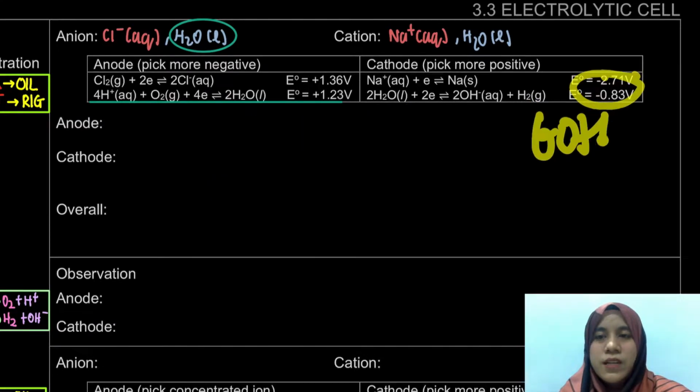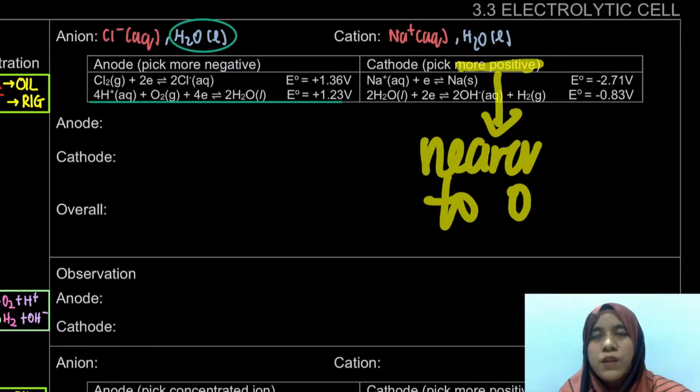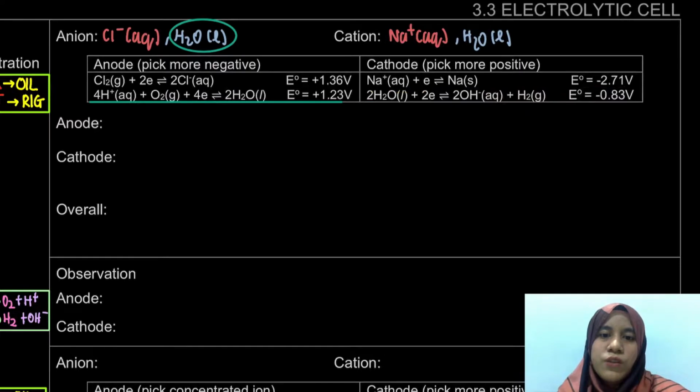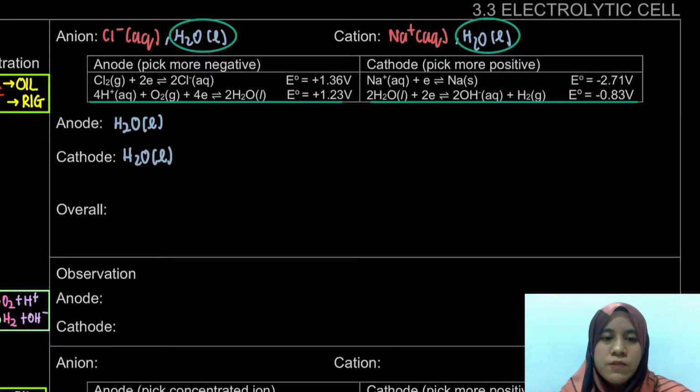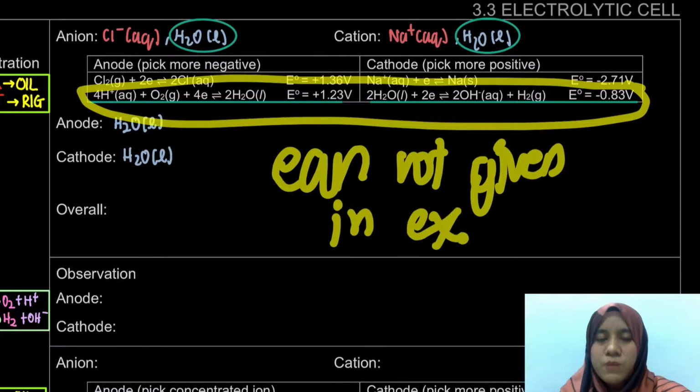So here both are negative. Choose whichever is nearest to zero, to pick the one that is more positive. But this is only applicable when the values are both negative, which is our H2O as well. So I'm just going to choose H2O. So for the anode and cathode, the reactant is H2O liquid. Okay, so here it seems familiar. Which equation? In the exam, the equation is not given, so actually you have to memorize it.